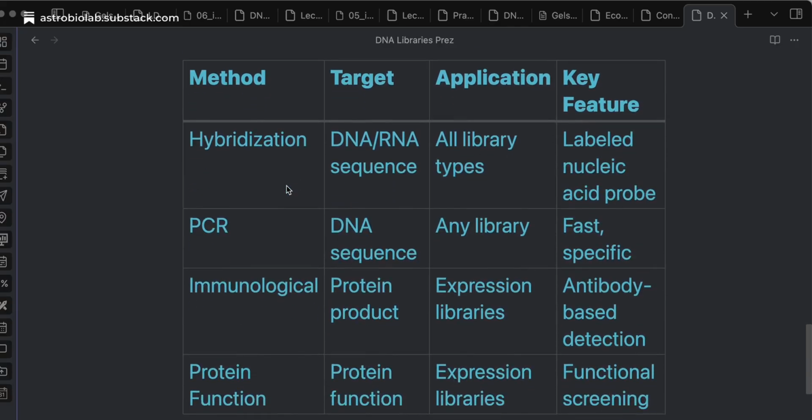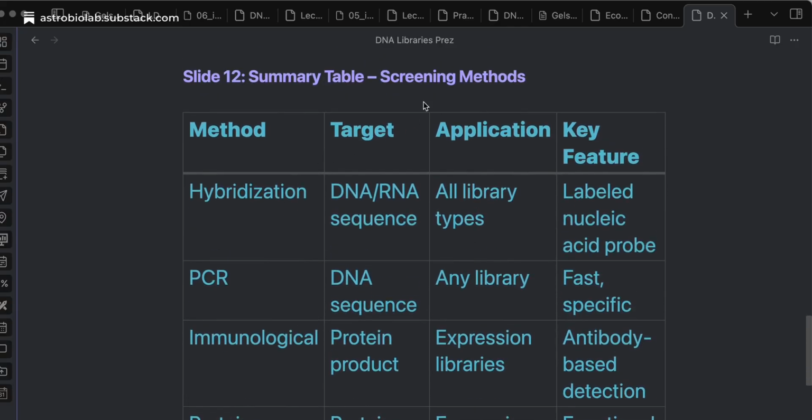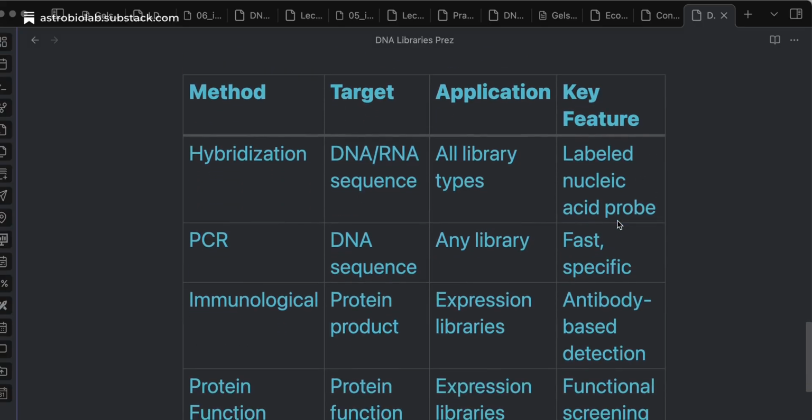So, quick summary, you've got different ways of screening. You can do hybridization, where you use a DNA or RNA sequence that hybridizes to the complementary sequence in your library, but you need a labeled nucleic acid probe. That is the one which fluoresces and gives you insight into where it's stuck to the complementary sequence in the library, and makes you find the correct colony.